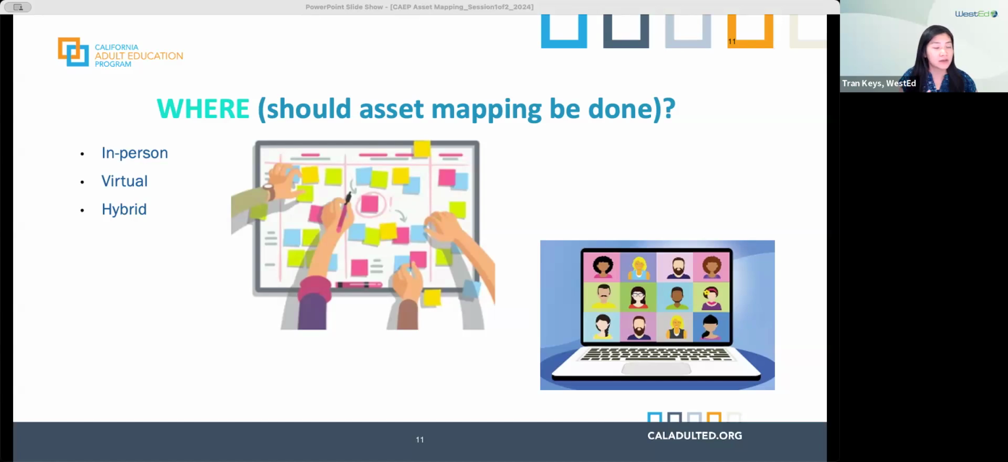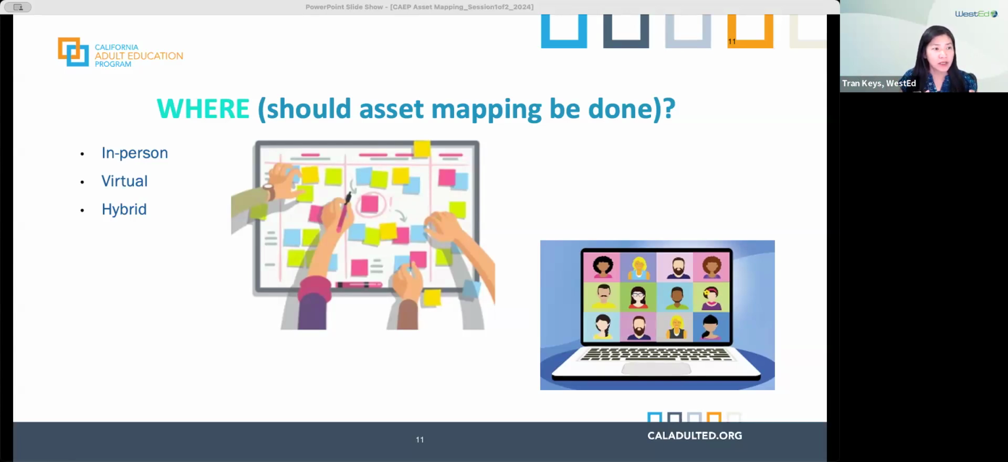I put everything on this slide because we've done all of these ways, and I want to share what works best. Please know all of it can work. I do recommend in person. That's just the most powerful. That's where you're in a room, you have all the stickies, you have all the things you need, and you can read people's expressions and faces. It's just wonderful.